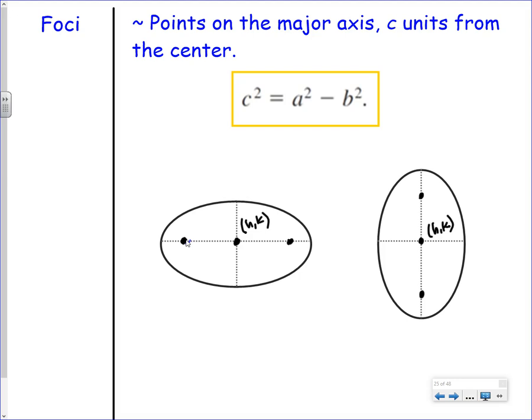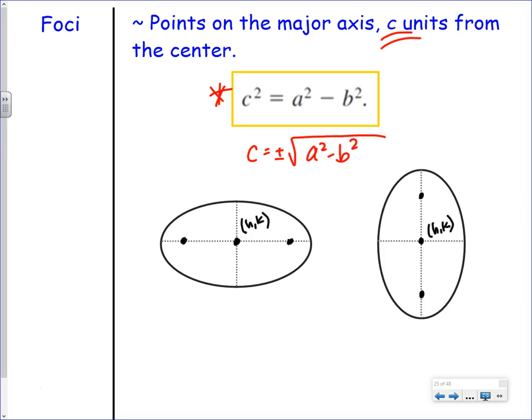If you look up here, points on the major axis, c units away from the center. Uh-oh. We have to know who c is. It looks a lot like Pythagorean, but it's not a squared plus b squared. It's a squared minus b squared. Once we find c, you can think of c as plus or minus the square root of a squared minus b squared. You can think plus or minus in the sense that we're going to be adding it and subtracting it because there are two foci.